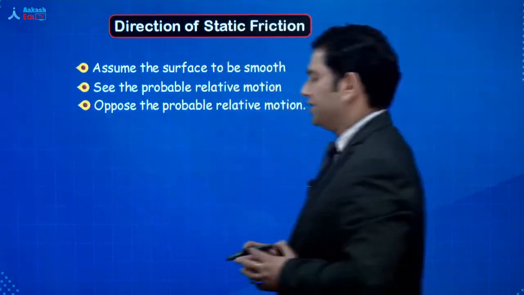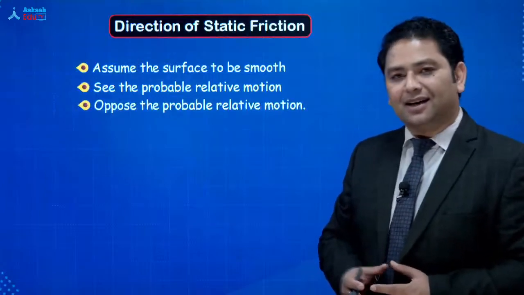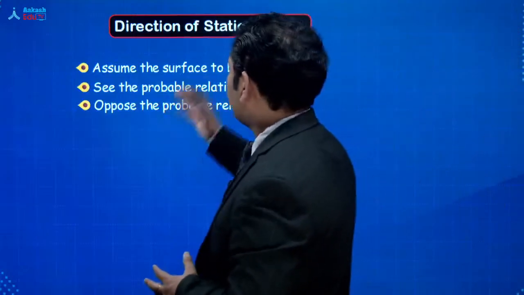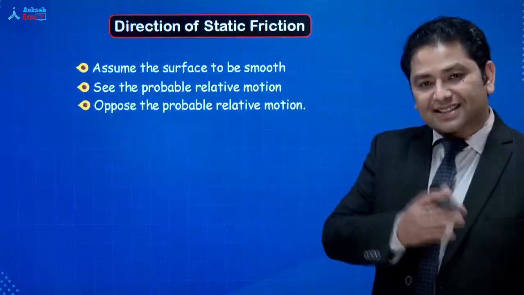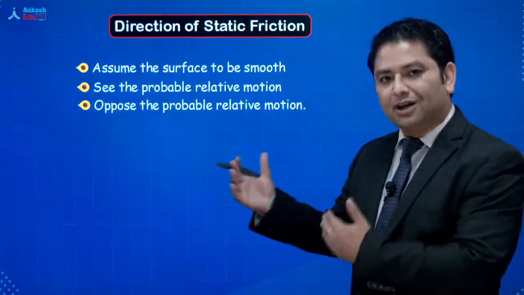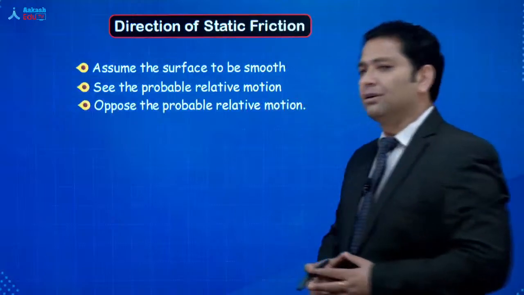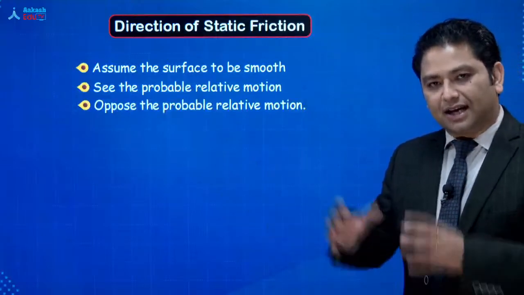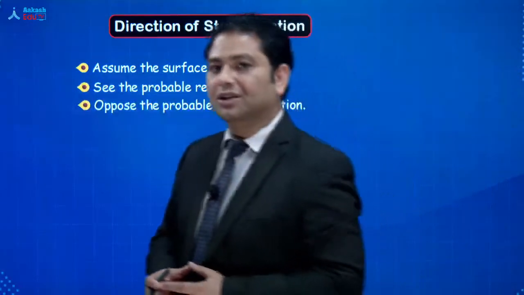Now there are these points, and these points are your life saver. This is your main mantra for what? In order to compute the direction of static friction. Let's see how. It says assume the surface to be smooth. Okay, assume for a while. The same technique we had followed to identify whether the static friction is present or not. Assume the surface to be smooth, and it says see the probable relative motion and oppose that probable relative motion. Now these three steps are going to help you find and identify the direction of static friction.